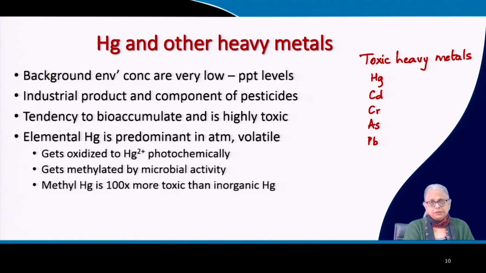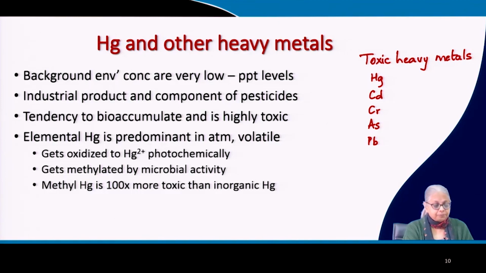So, looking at mercury and some of the other toxic heavy metals, let's just focus on mercury. It has been studied to a much greater extent perhaps than the other metals. In natural conditions, the background environmental concentration of mercury is very low. So, it's in ppt levels. Ppt stands for parts per trillion. It's an industrial product, we know that, and it's often used in pesticides. It has a tendency to bioaccumulate. It's also known to be extremely toxic. Like I said, it has no beneficial properties and it's extremely toxic.